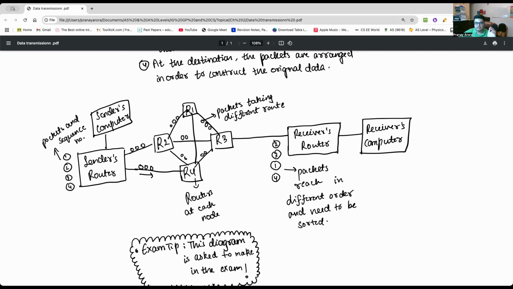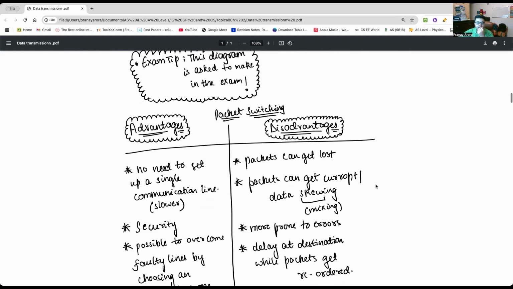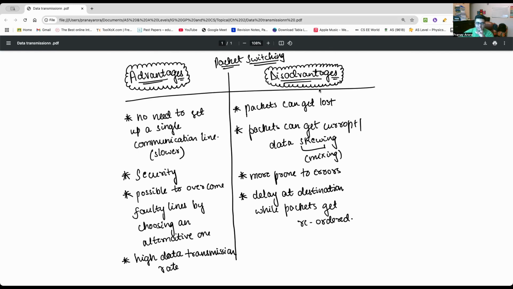Right here, the packets, as you can see, have intentionally not been arranged in order. So they need to be rearranged. And this is the receiver's router and this is the receiver's computer. Right? Coming on to the advantages and disadvantages of packet switching.